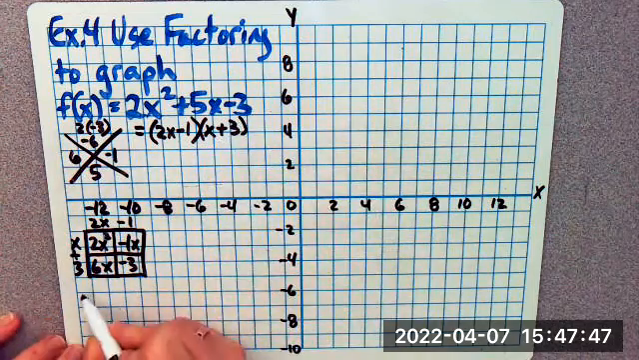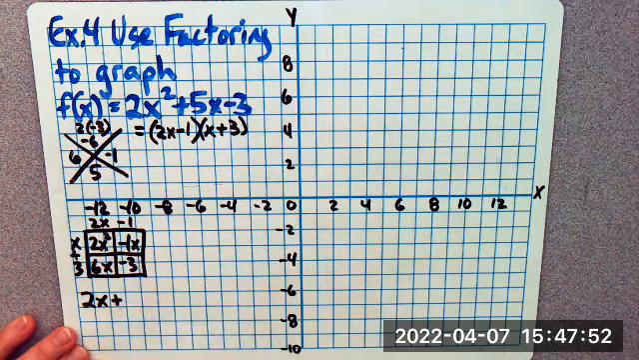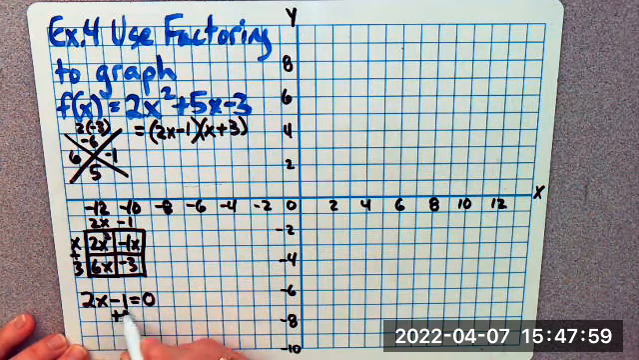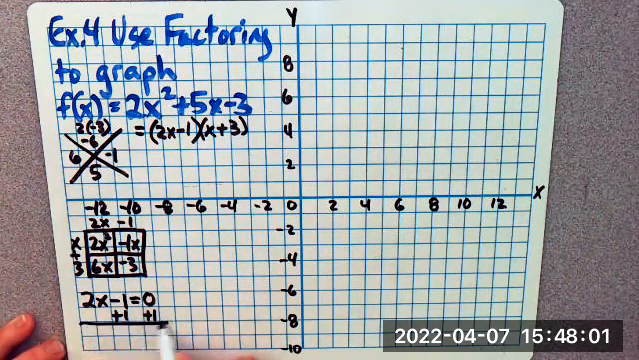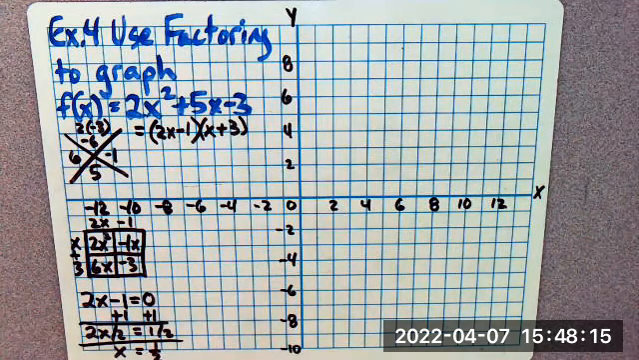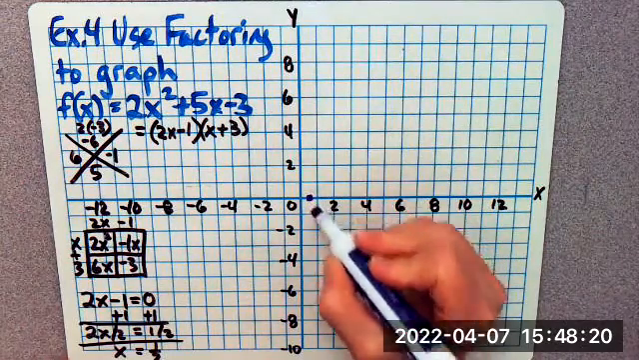So we set those equal to 0, 2x minus 1 equals 0. So we're going to add 1 to both sides. We get 2x equals 1. We're going to divide by 2. So we get x equals 1/2. So we have our first point of the graph is that x equals 1/2. If this is 1, that's 1/2.